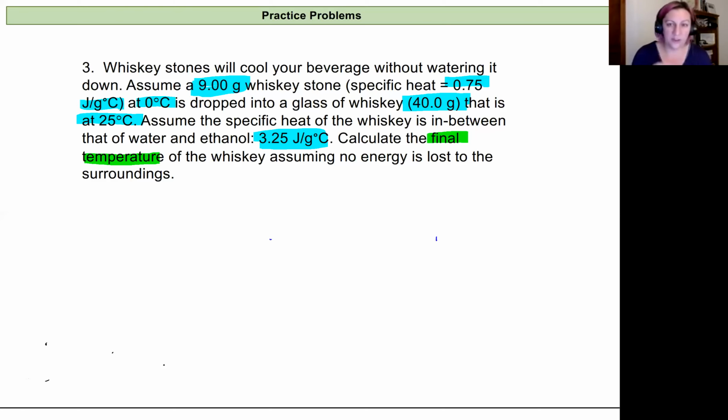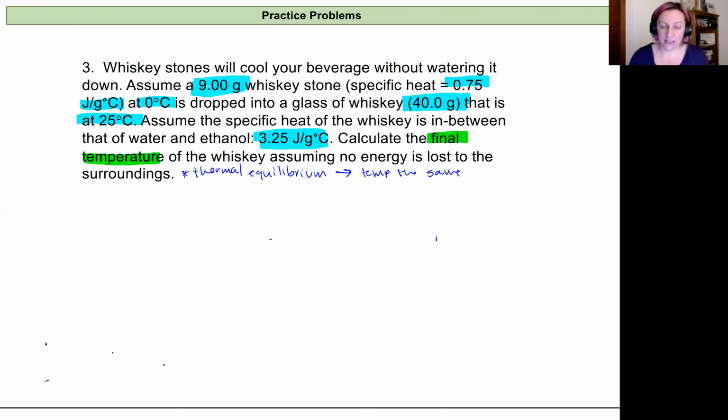So when we see this, calculate the final temperature of one of the objects, it's really assuming thermal equilibrium. And that thermal equilibrium is when our temperatures are the same for the whiskey and for the stone. So let's collect all the information out of this problem.